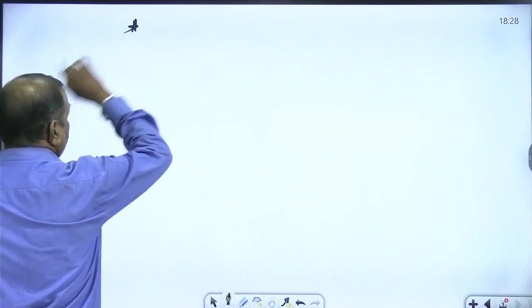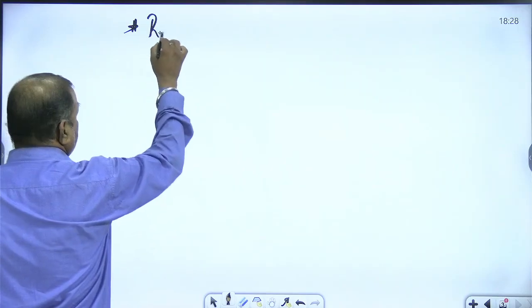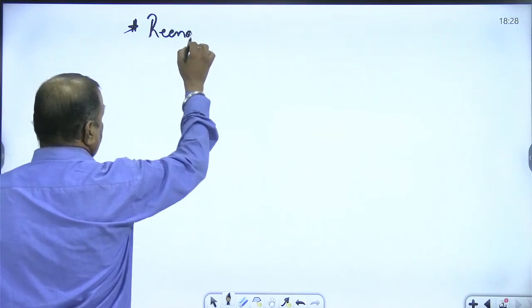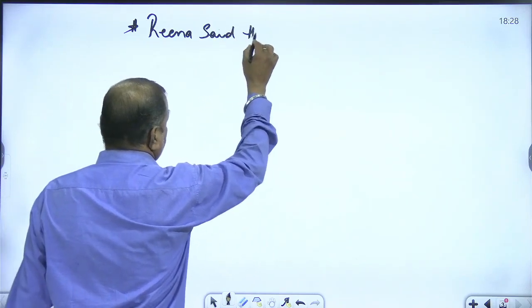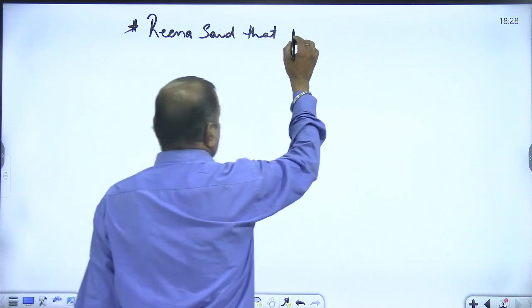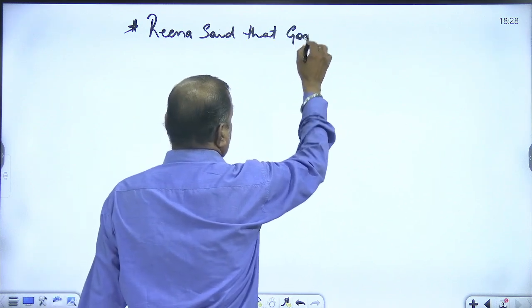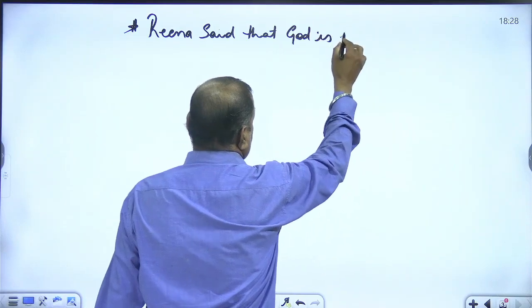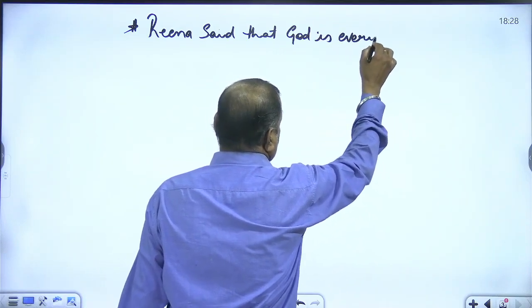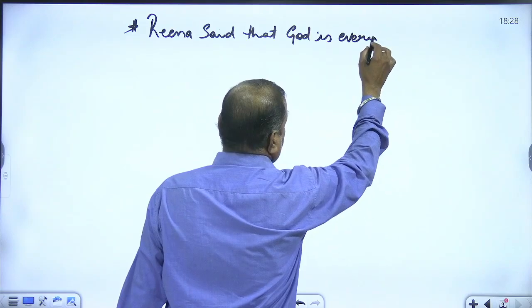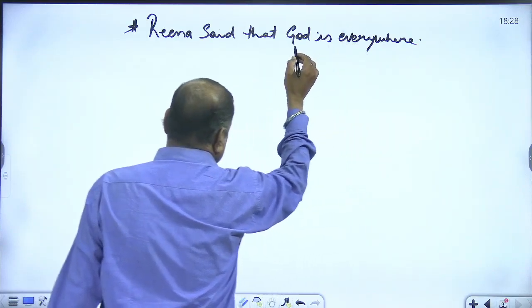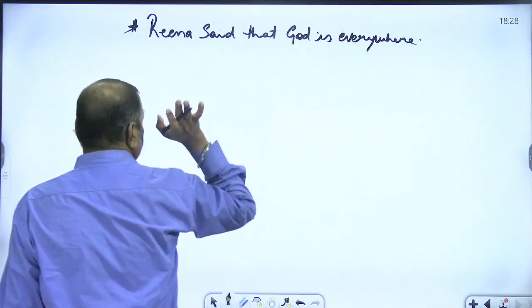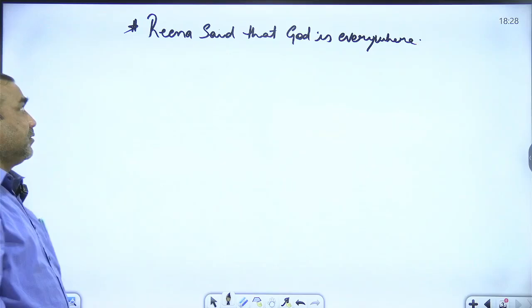So, Reena said that God is everywhere. You can write God with small or with capital, whatever way you please to write. So common now.